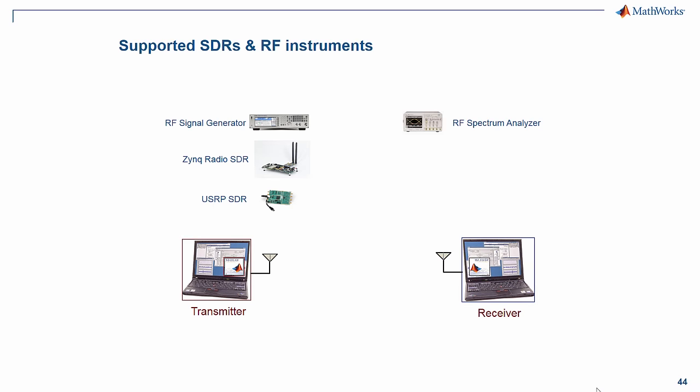Okay, so there are lots of other supported SDRs and RF instruments which you can mix and match. So you could have a Zynq radio as the transmitter and USRP as a receiver, or USRP as a transmitter and Zynq radio as a receiver, and vice versa. An ultra low cost version of the software defined radio, RTL-SDR, is also available. It's ultra low cost, about $25 US.